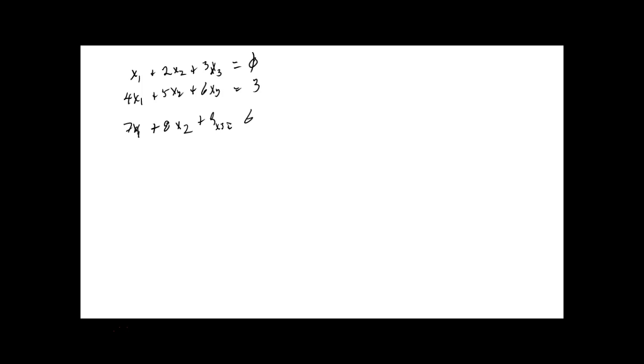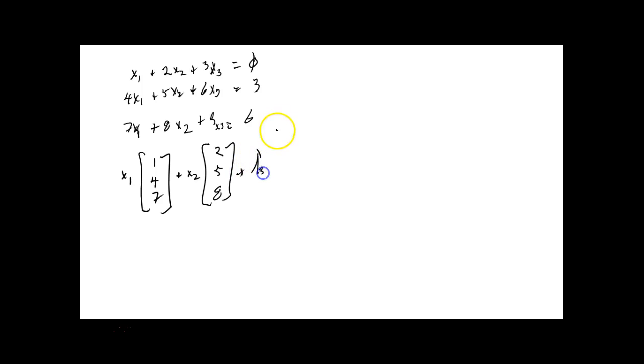All right. Now, they say let's write it the way we did just before. x1 times this vector, 1, 4, 7. Plus x2 times the vector, 2, 5, 8. Plus x3 times the vector, 3, 6, 9. And that's equal to 0, 3, 6.